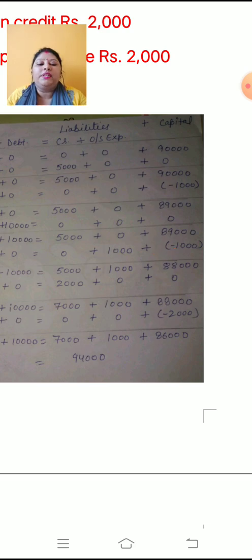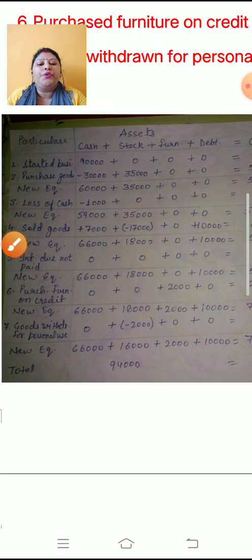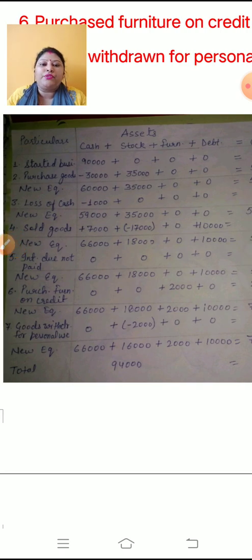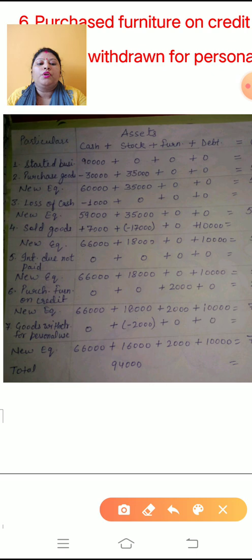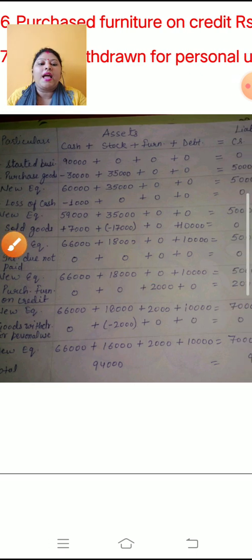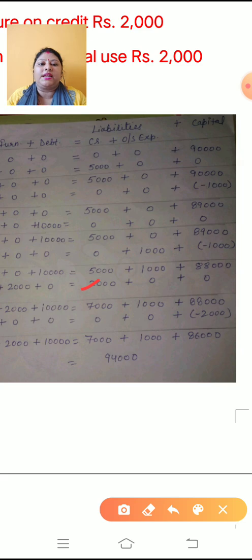Now after this, again you have to find out the new equation, and in the new equation again you have to check the total of both sides. Next is purchase furniture on credit. Now here furniture purchased on credit, so furniture is increasing because of the furniture purchase, and on credit means creditor is increased. So 2,000 add in furniture and 2,000 add in creditor side. Okay, now when you are doing the total and making the new equation, creditor amount is 7,000.